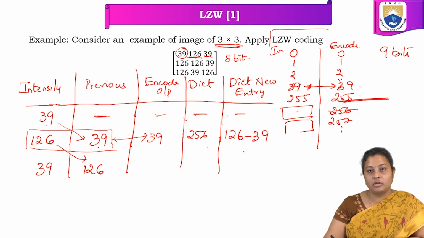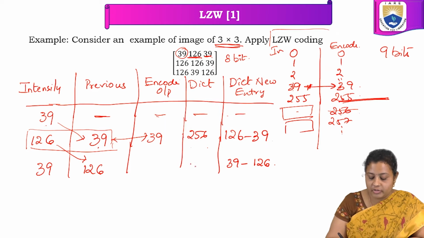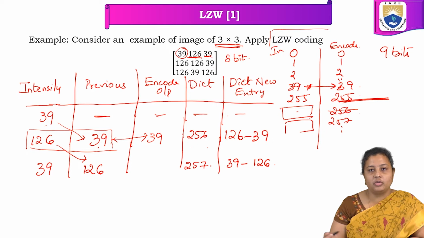So, what will be my new dictionary entry now? 39-126, right? Now, at what place of my dictionary can it be placed? We see that 257 is vacant. So, we have given the code value as 257. Now, what will be my encode output? It will be 126. Right?